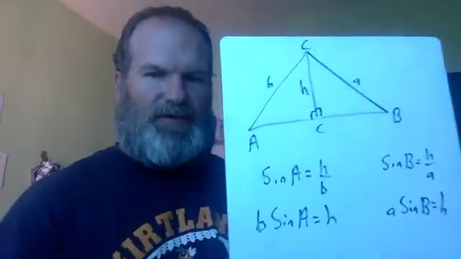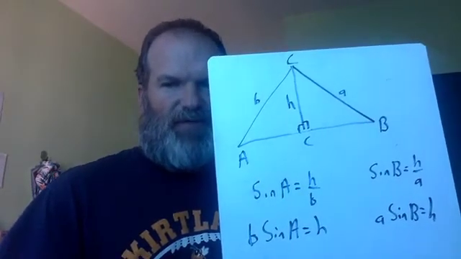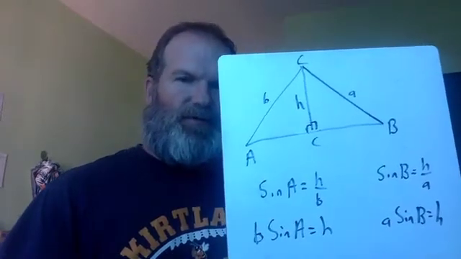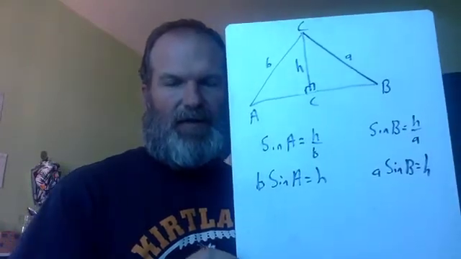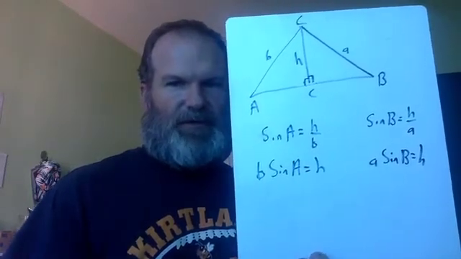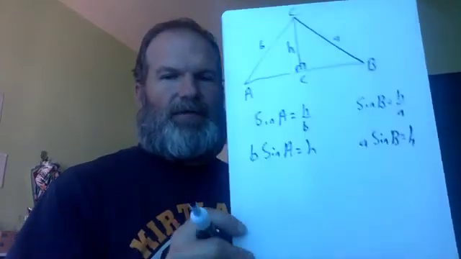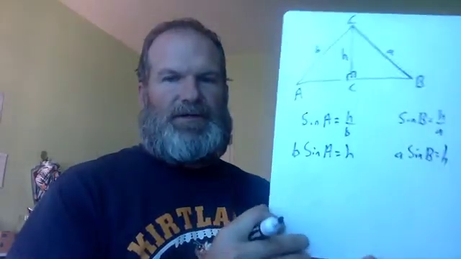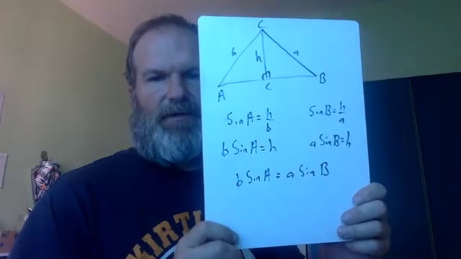Now we have two things that are both equal to the same thing. We have B sine of A is equal to H, and we have A sine of B is equal to H. When two things are both equal to the same thing, they're equal to each other. That's the transitive property, which we've talked about a lot this year. If A equals B and B equals C, then A equals C. If 4 plus 3 equals 7 and 5 plus 2 equals 7, then 4 plus 3 equals 5 plus 2. So we're going to get rid of the H's and set these two equations equal to each other. B sine of A is equal to A sine of B, because they're both equal to H, therefore they're equal to each other.